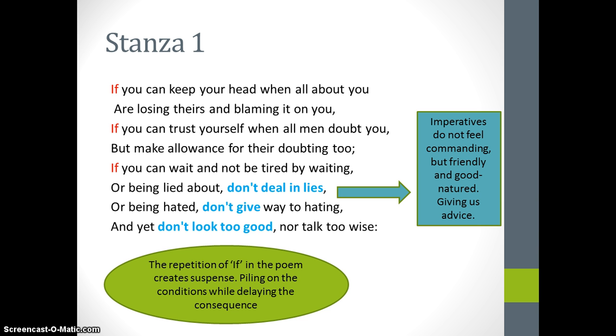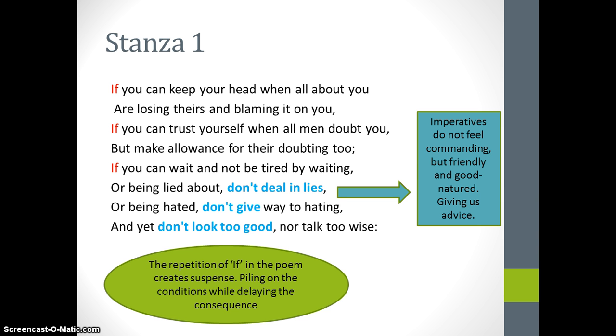You can see that I have highlighted for you some ifs, which obviously the author uses quite a lot, as that is the actual name of the poem. We can see the repetition of "if" in the poem creates suspense. The poet is piling on the conditions while delaying the consequence. We can see that it says, if you do this and this, if you do this and this, and you must do such and such. But he doesn't actually tell us yet what the consequences are.